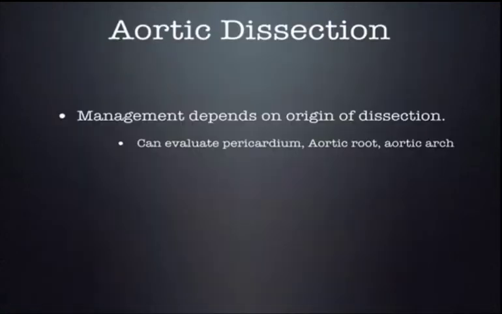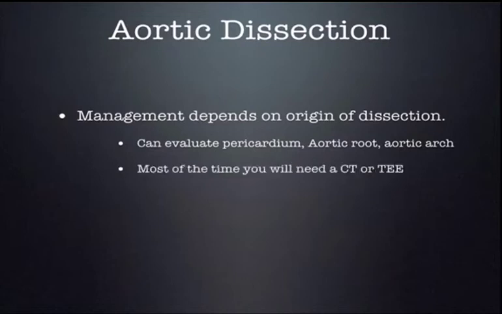Now, as I mentioned, the management depends on the origin of the dissection. And we can evaluate the pericardium, the aortic root, and aortic arch to see if there's any ascending aortic involvement. The reason I mentioned the pericardium is because if the aortic dissection does come back and involve the aortic root, sometimes you'll get seepage of blood into the pericardium that can go on to develop pericardial tamponade. If this patient isn't rapidly repaired, then certainly death is imminent. In fact, these patients have a very high mortality rate. But regardless, you can look for subtle clues of aortic dissection involving the ascending aorta by evaluating the pericardium.